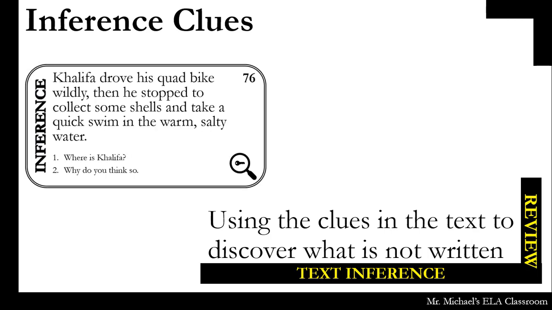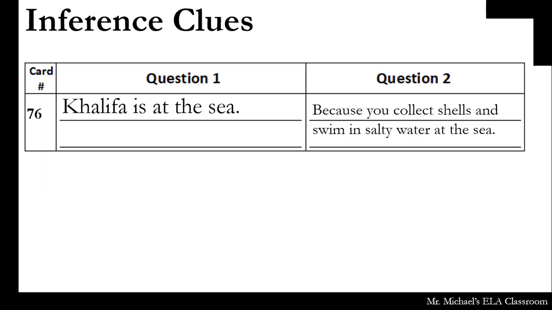So if you remember our inference cards, Khalifa drove his quad bike wildly, then he stopped to collect some shells and take a quick swim in the warm, salty water. So where is Khalifa? Why do you think so? It's not written where he is. We have to infer from the clues in the text where he is. So Khalifa is likely at the sea. It has salty water and he's collecting shells. You can't really do that in a pool.